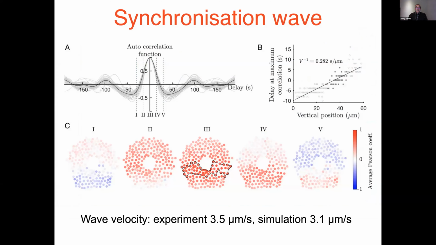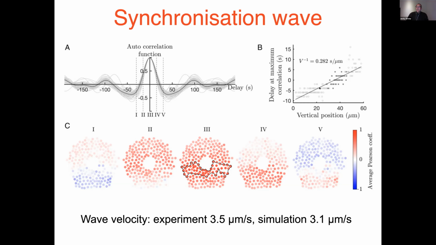So we analyze that a bit more in detail to look now at the autocorrelation function. Now we look at, if you have this one community, how are all the cells in that chamber connected to this phase? That's shown here.